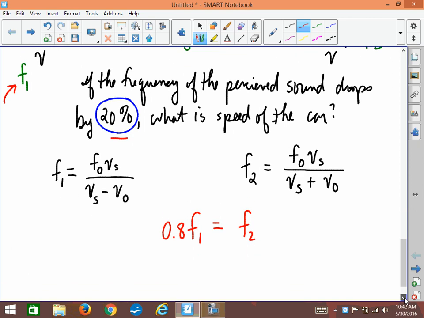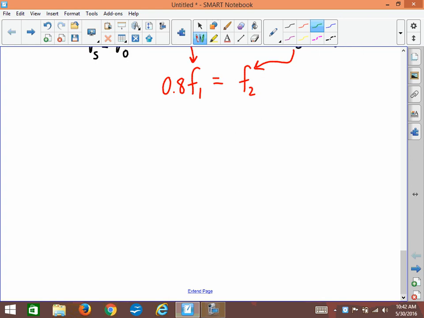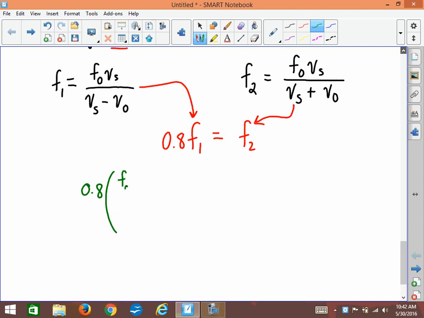So, let's substitute these expressions that we did here for F1 and F2 into this equation. And I'll change to a different color at this point, just because it's fun. So now, we would have 0.8 multiplied by all the stuff above that F1 was equal to. The original frequency times the speed of sound divided by the speed of sound minus the speed of the object. So far, so good, right? Then, on the other side, we still have the original frequency times the speed of sound divided by the speed of sound plus the speed of the object.